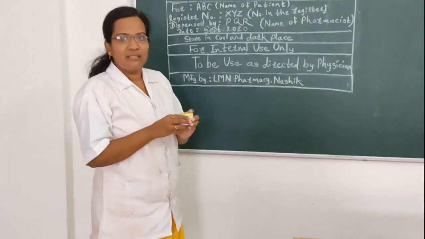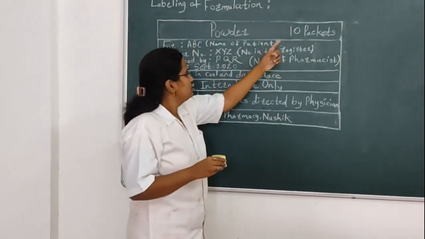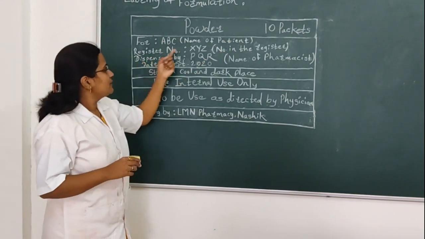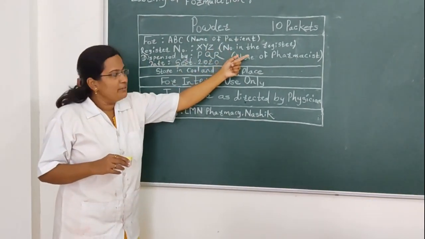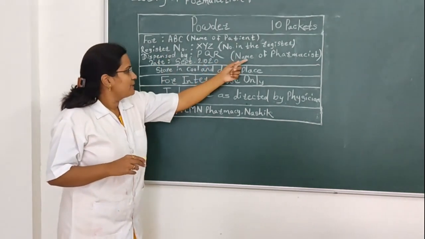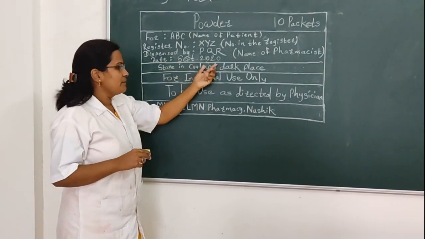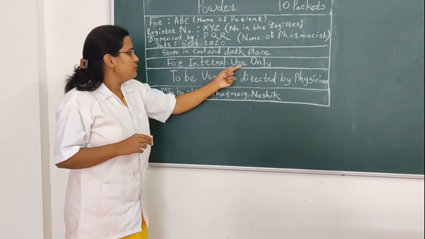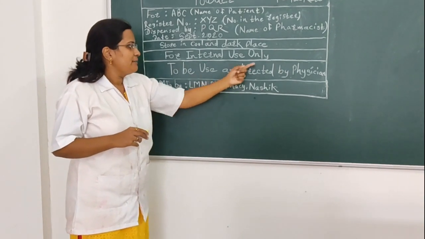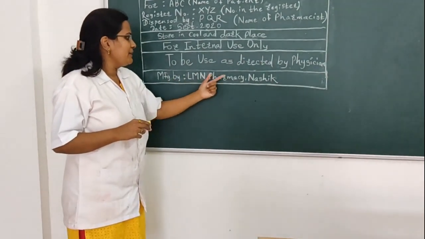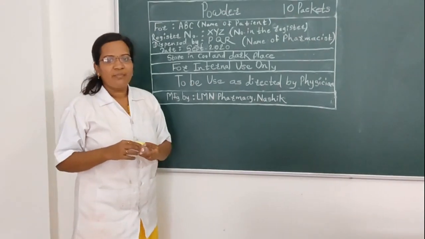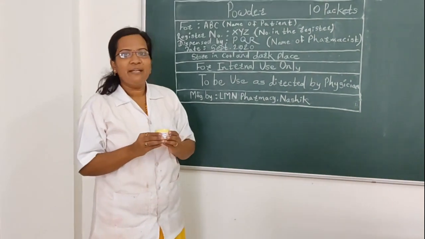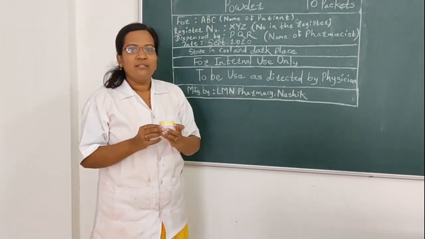So we will move towards labeling of the formulation. Powder containing 10 packets, for ABC, means name of patient; register number XYZ, means number given in the register; dispensed by PQR, that is name of pharmacist; manufacturing date September 2020; store in cool and dark place; for internal use only; to be used as directed by physician; manufactured by Element Pharmacy Nasi. Result: the 10 packets of this powder are submitted in this wide mouth bottle.